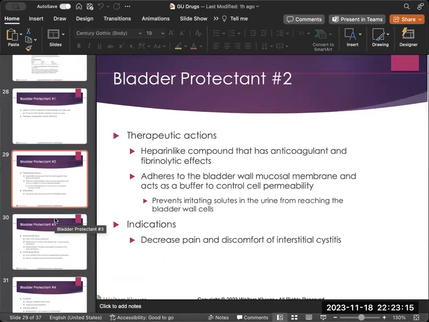So it's a heparin-like compound. That means if it's related to heparin, we're at risk for bleeding. So we have to be careful. We have to put these patients on bleeding precautions, okay? And as I said, it's a Band-Aid.